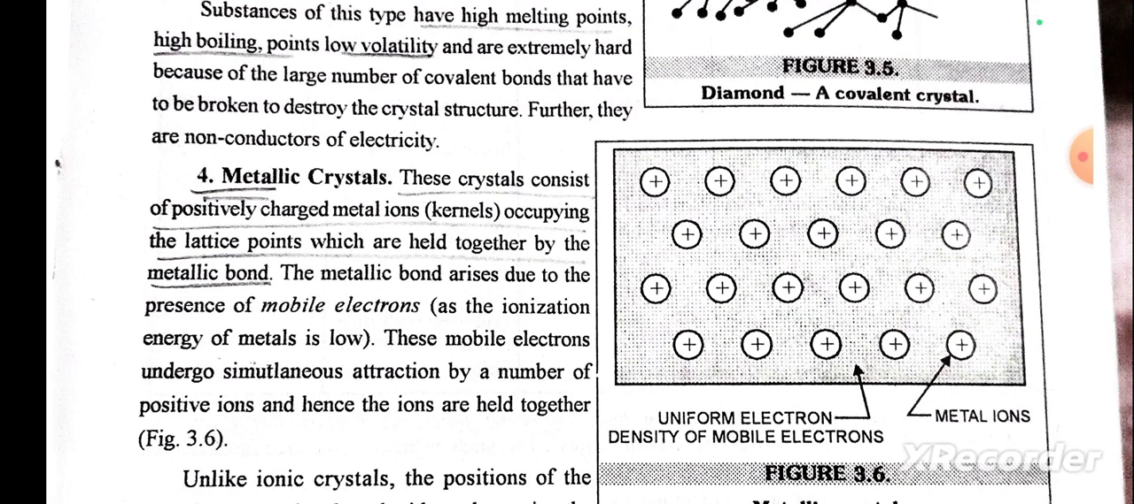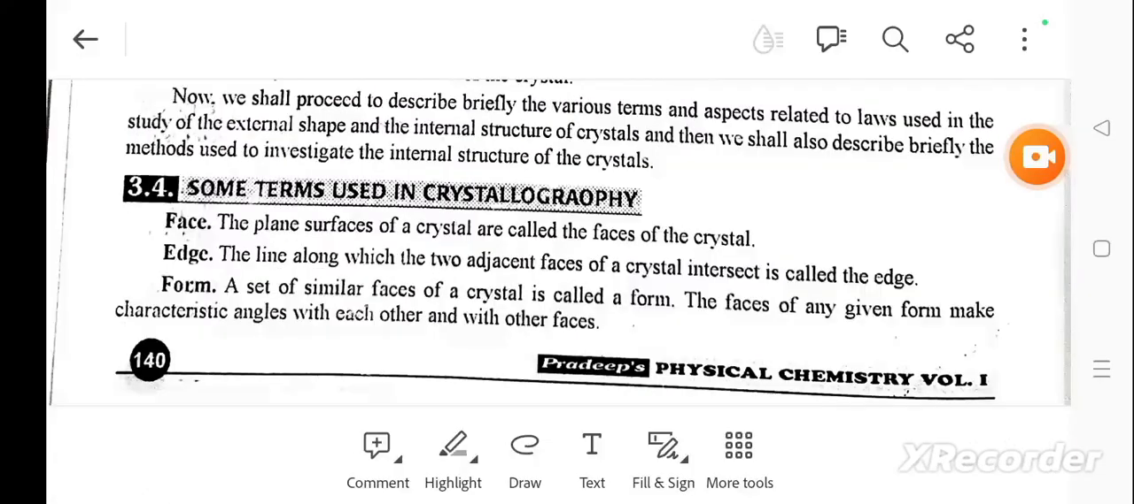Substances of this type have very high melting points, boiling points, and low volatility, and are extremely hard because of the large number of covalent bonds that have to be broken to destroy the crystal structure. They further do not conduct electricity. Fourth is the metallic crystal. This crystal consists of positively charged metal ions.